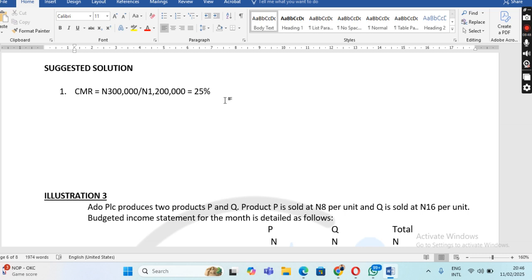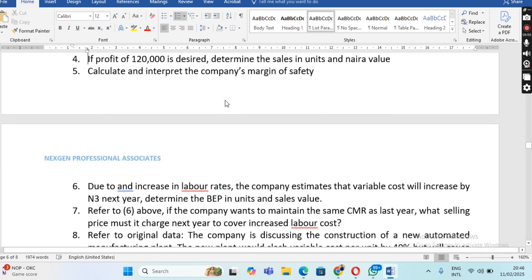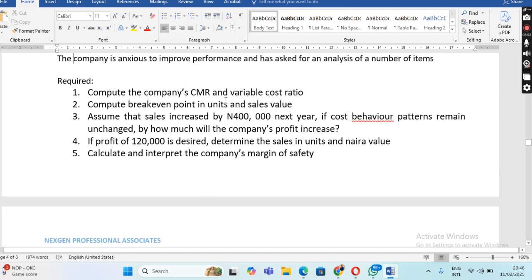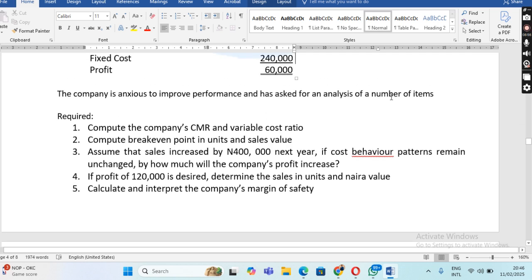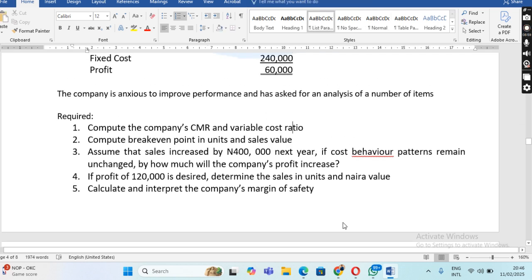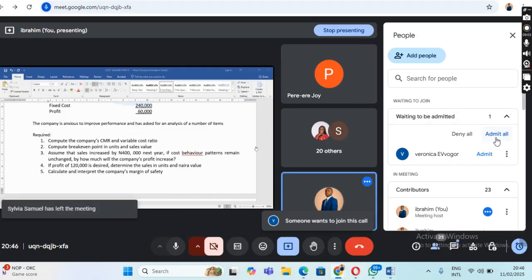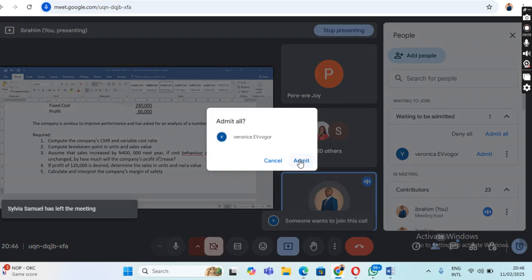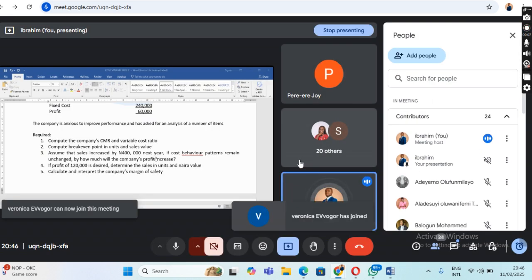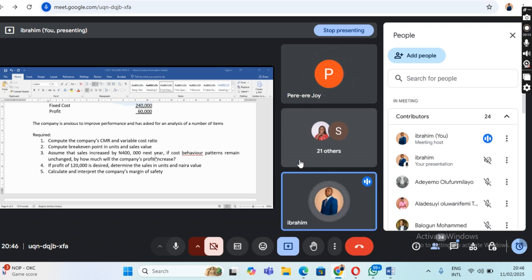Now, if this is established, don't forget that the question has two parts. The question said we should also do the variable cost ratio. Don't allow them to confuse you with English. Don't say IB did not teach us variable cost ratio. First, don't forget, what is another name for CMR? If I don't want to use CMR, who can tell me another name for it?